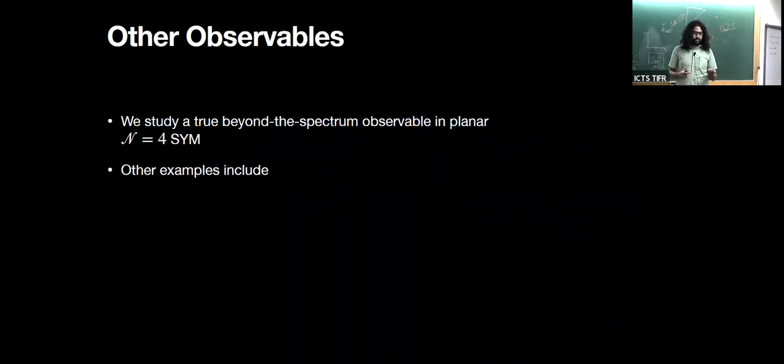Also, we have only one cross ratio. In 4D, you have two cross ratios. So in some sense, it is a harder problem, but it's a truly planar problem. So it is kind of a good observable to study. Nevertheless, there are other observables which you can study.